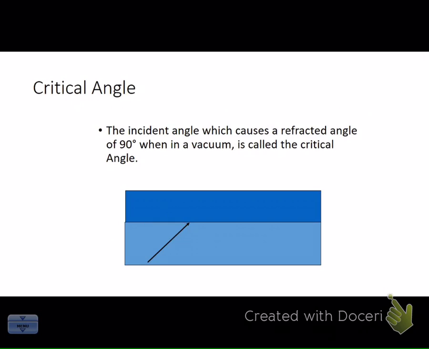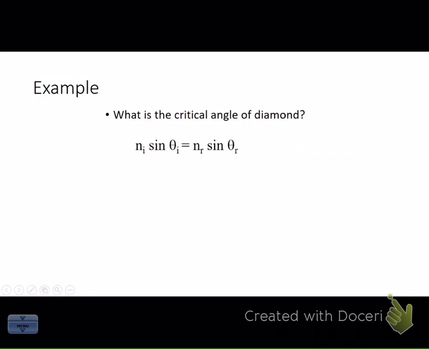Now we could also calculate that critical angle. The critical angle specifically is the one where the refracted ray goes 90 degrees. Now why is 90 degrees important? Well, remember, we're taking everything in reference to the normal, which is perpendicular to the surface. So if you go at 90 degrees to the normal, that means you are parallel to the surface and you will never exit the surface.